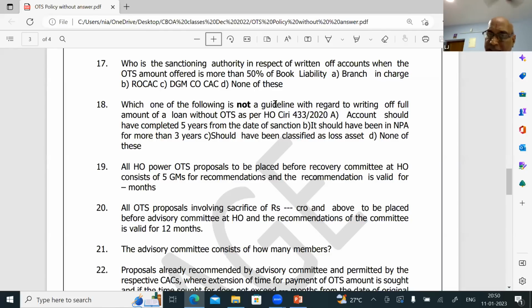So the question is, it is not a guideline. It is a negative question. The answer should be none of these. Question number 18, answer is D.